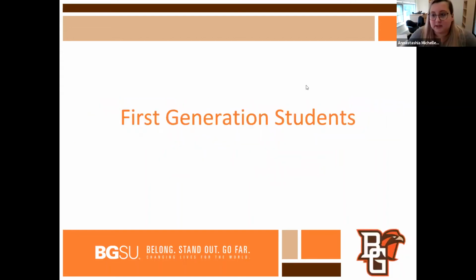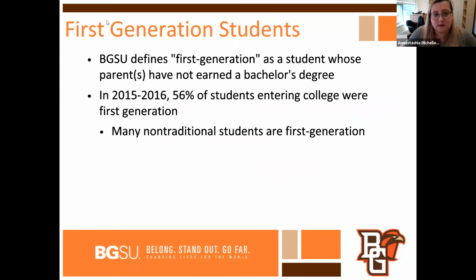All right, so now we're going to talk about first generation students. BGSU defines first generation as a student whose parents have not earned a bachelor's degree, okay? And so different organizations will identify first generation differently. Some say parents who have not earned an associate's degree. Some clarify with parents or guardians, or people you grew up with, not earning some sort of tangible degree. And so in thinking about this, I was a first generation student.